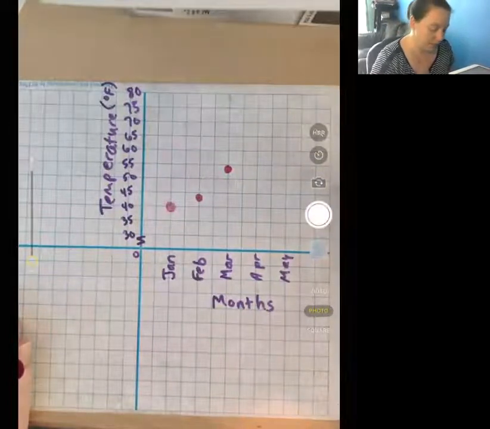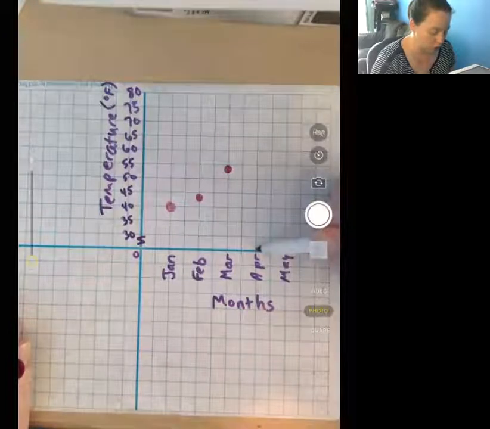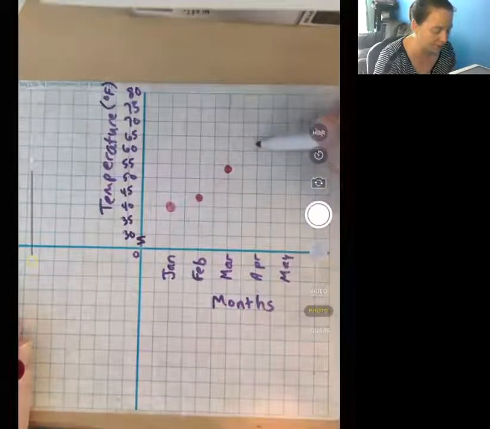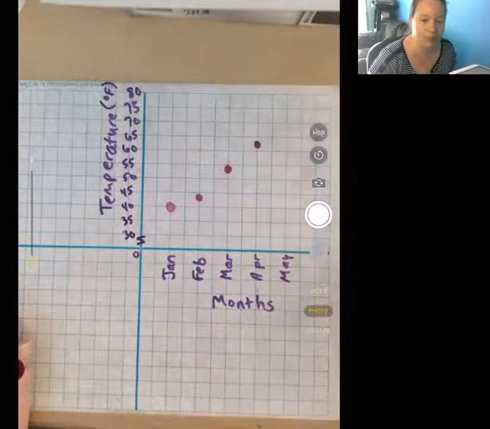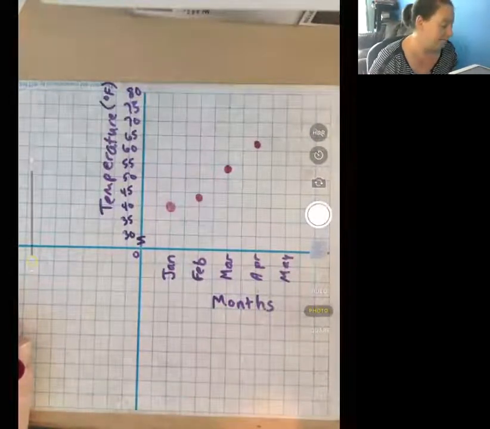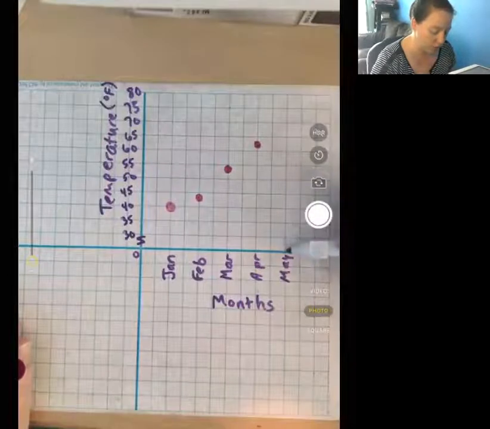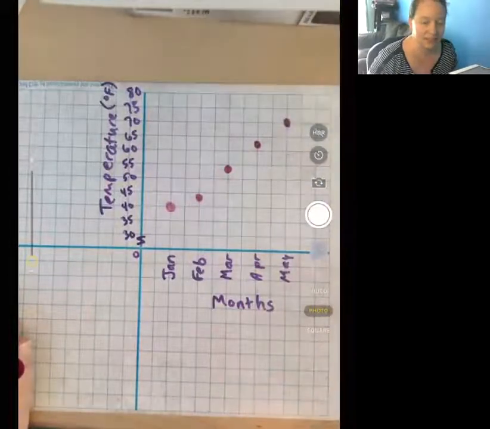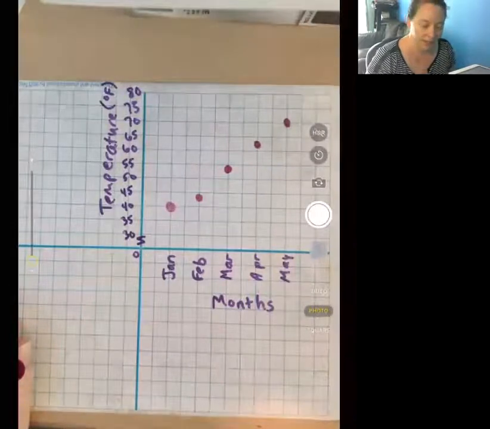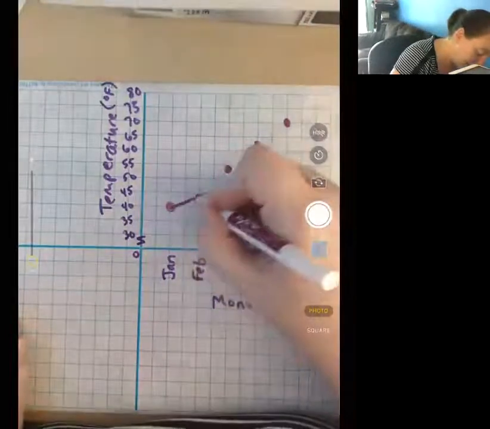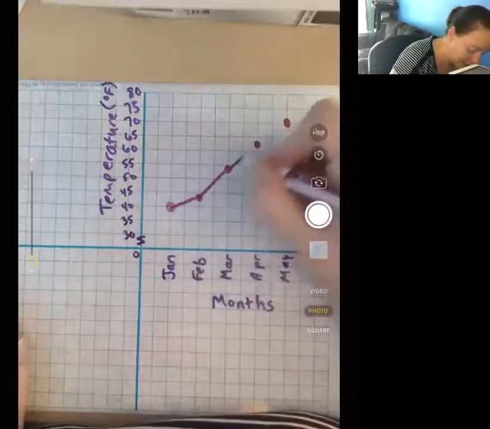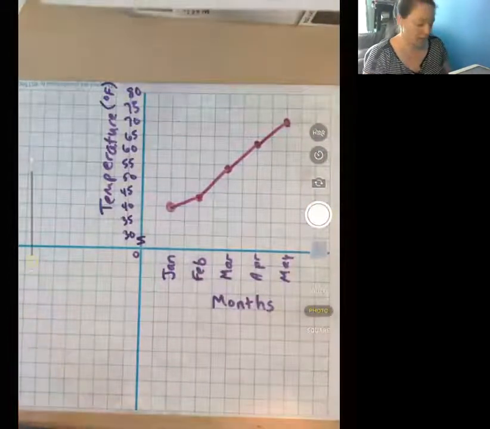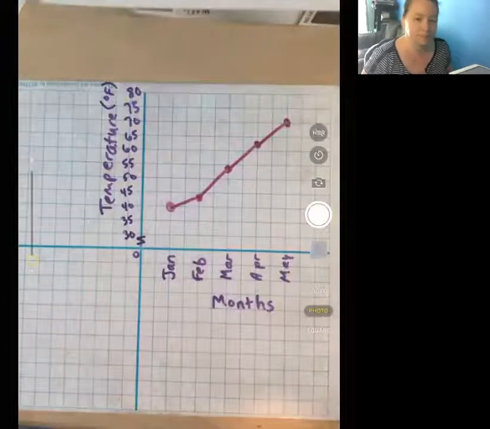In April, it was 62 degrees. So I go over to April, and then I go in the middle between 60 and 65. I make a mark. In May, it is 70 degrees. So I go over to May, and then I go all the way up to 70 and make a mark. Now, I connect them like we're playing connect the dots. And it ends up looking kind of like that.